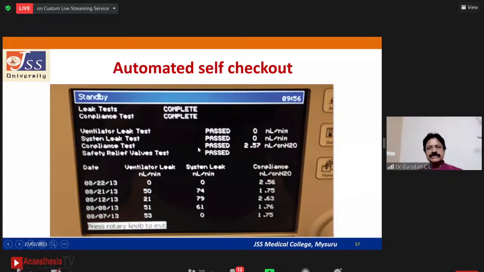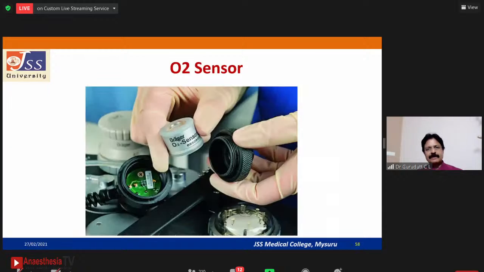With the modern workstations, you have automated self-checkout. Before you start your case, you have to do a self-checkout test. That is an advantage with the modern workstations. You can check the ventilator leak test, system leak test, compliance of the tubings, and safety relief valve test. All these tests have to be passed before you start the case. And whatever it may be, the most important thing is that there is still a possibility that a hypoxic mixture can be delivered.